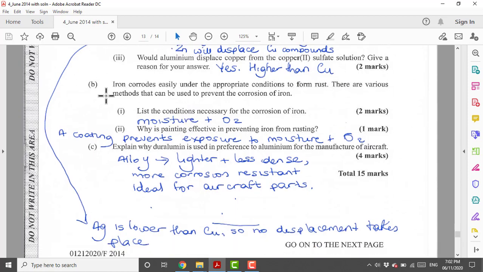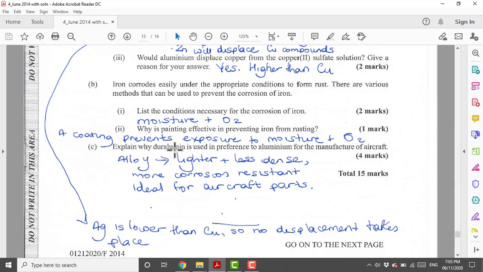Now this one is a question about iron forming rust. List the conditions necessary for the corrosion of iron. There are two very important conditions for rust to form, which are moisture or water, and oxygen or air. Why is painting effective in preventing iron from rusting? Painting provides a coating, and that coating prevents exposure to moisture and oxygen. So its coating basically blocks the conditions necessary for rusting to take place.